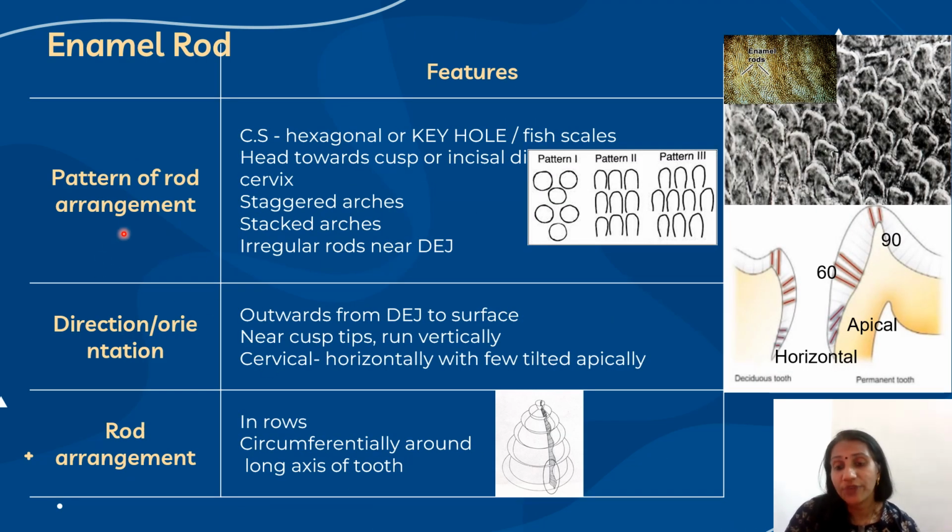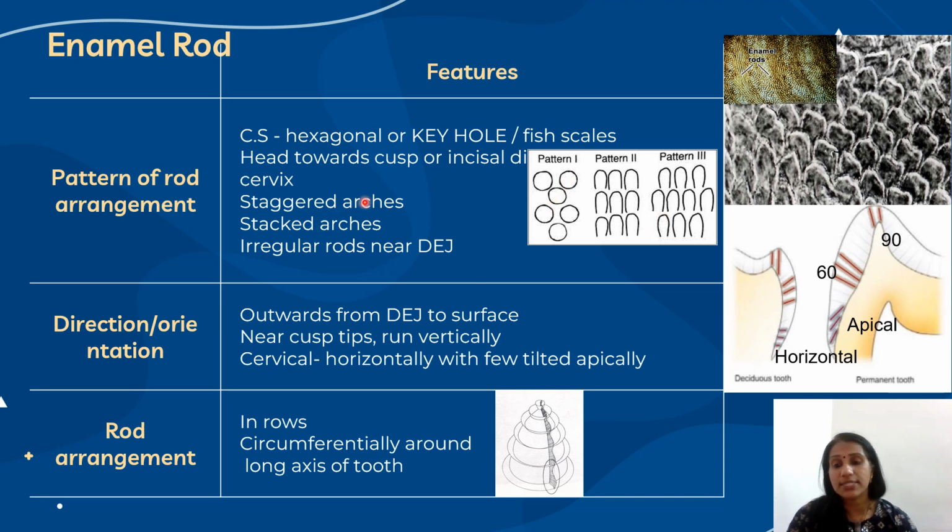The other thing which you have to look into in the enamel rod is the pattern of arrangement. Usually if you take a cross section, it appears like a hexagon, or like a fish scale pattern, how you see the scales on the fish. The pattern of arrangement is going to be different for these enamel rods. This is pattern 1, where the interprismatic substance is greater, or there is distance between two rod areas. This is how it appears in pattern 1.